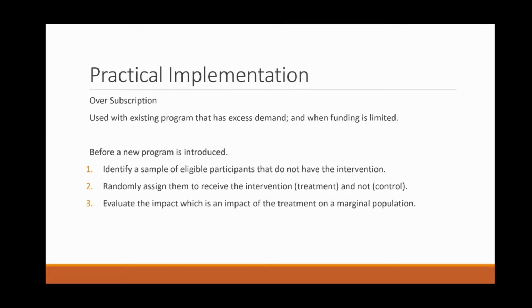Okay. And then before that happens, what we do is we identify a sample of eligible participants that do not have the intervention, and we randomly assign some of them to receive the intervention and others not. And so what we do is we create an RCT with that population, the population that would like the intervention, and we work with our institutional partners to expand access to their intervention to our randomly chosen individuals that would like access to the intervention.